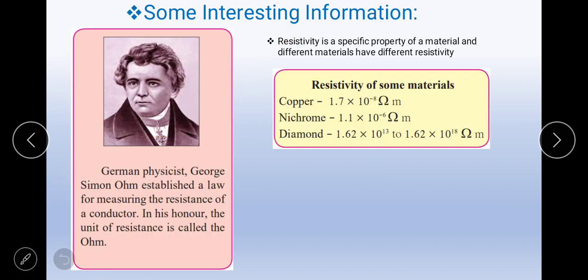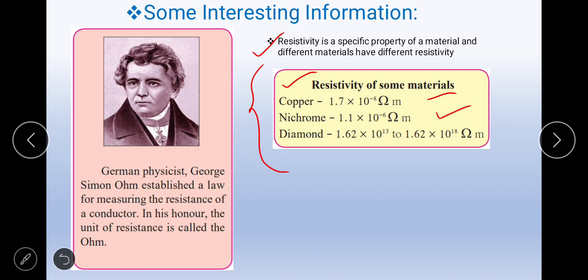And some interesting information, these 3 things you have to remember, because see, in the previous question the value of resistivity of copper was not given to you. So the resistivity is a specific property of a material. So material by material it will change, and different materials have different resistivity. Okay, so copper has 1.7 into 10 raised to minus 8 ohm meter. Look how I am reading the powers. You have to remember it in that way.